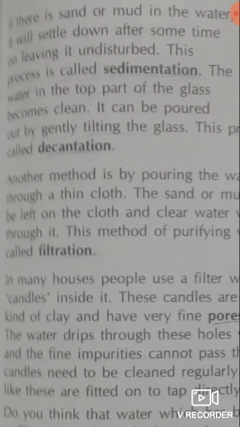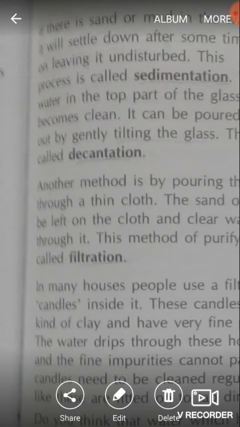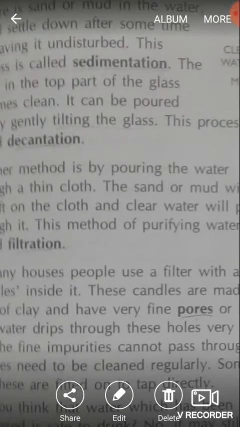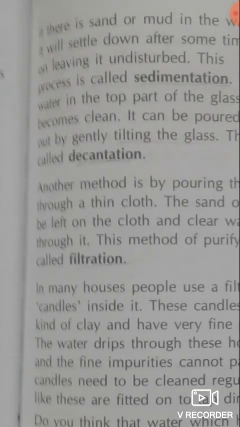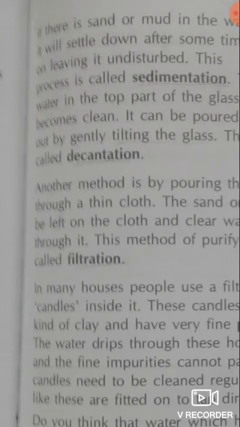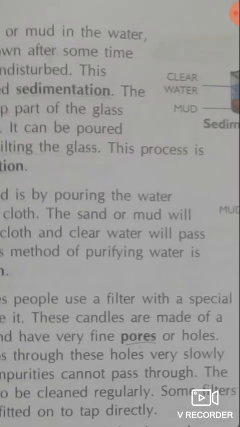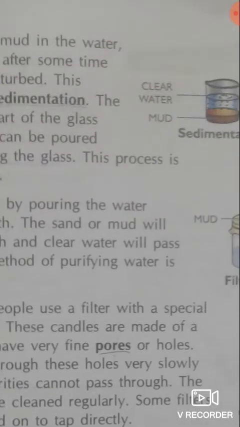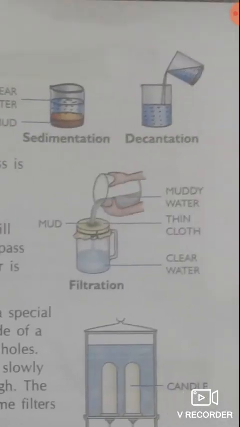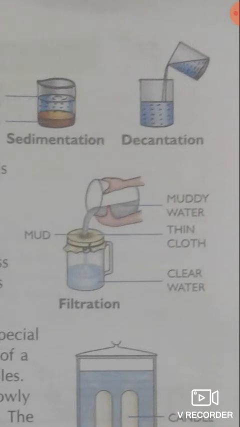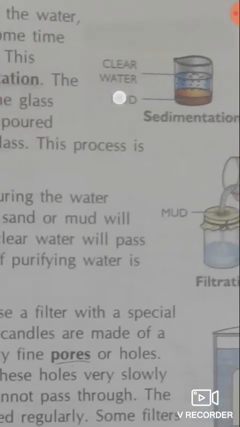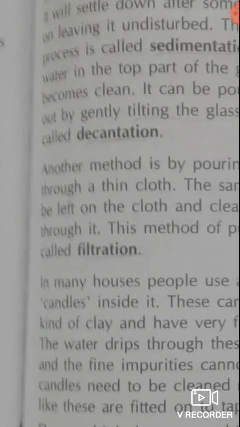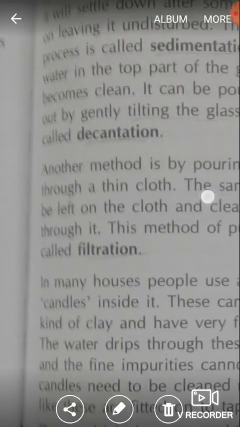Next is decantation. What is decantation? Water in the top part of the glass becomes clean. It can be poured out by gently tilting the glass. This process is called decantation. In the second picture, water is being poured from this undisturbed glass into another container. Okay, this is decantation.